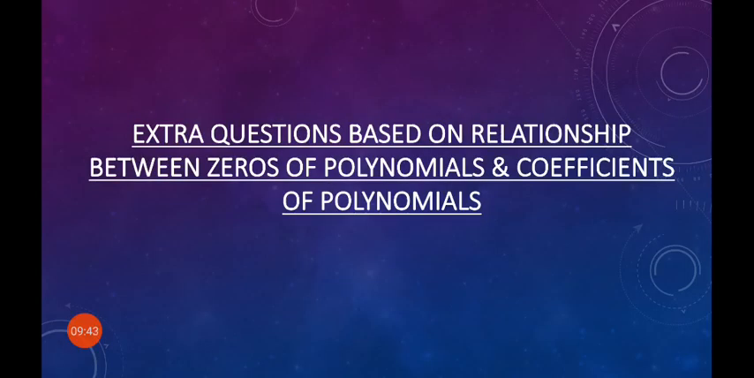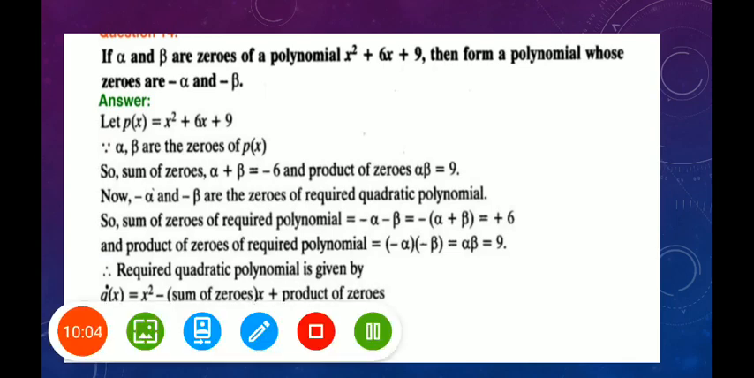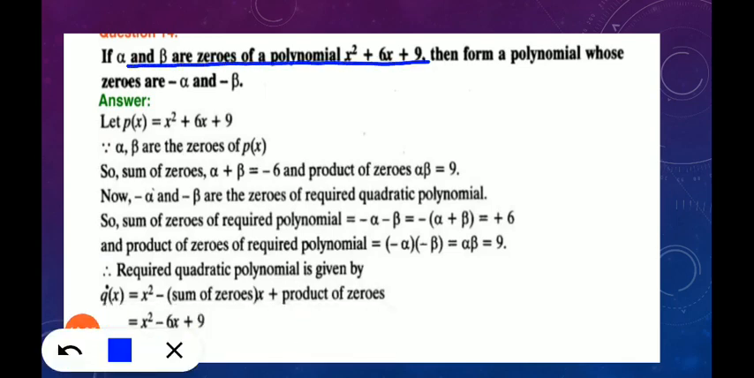These are the extra questions which are based on the relationship between zeros of polynomials and coefficients of polynomials. I hope you remember all the formulas which we have studied in the last class. The first question says, if alpha and beta are zeros of the polynomial x square plus 6x plus 9, then form a polynomial whose zeros are minus alpha and minus beta.